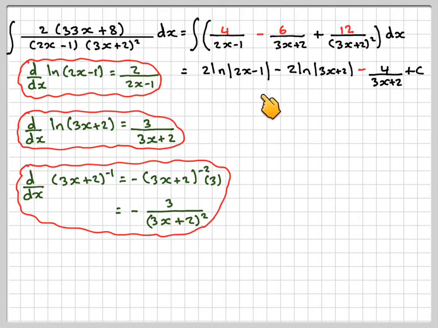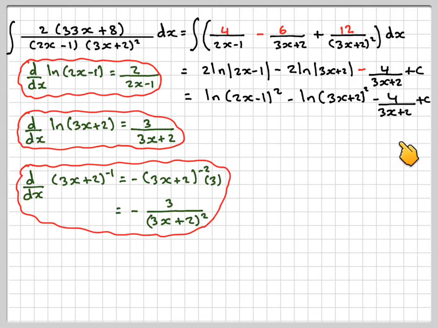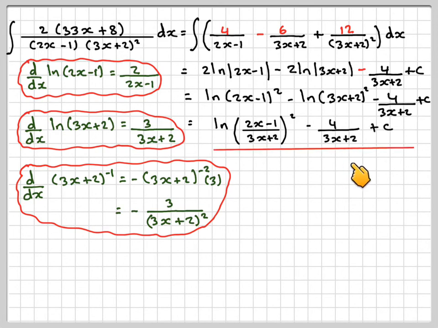Right, we can use some rules of logarithms here. If you've got a number in front of a logarithm, it means you can take it up here. So we're going to get ln of 2x minus 1 squared. I no longer need the absolute value sign, because when I square this, it will always be positive. Minus ln of 3x plus 2 all squared, minus 4 over 3x plus 2 plus c. Then when you subtract logarithms, you write them as a division. So I'm going to rewrite this as ln of 2x minus 1 over 3x plus 2 all squared, minus 4 over 3x plus 2 plus c. So using a bit of the rules of logarithms can sometimes make the answer look a little bit simpler.